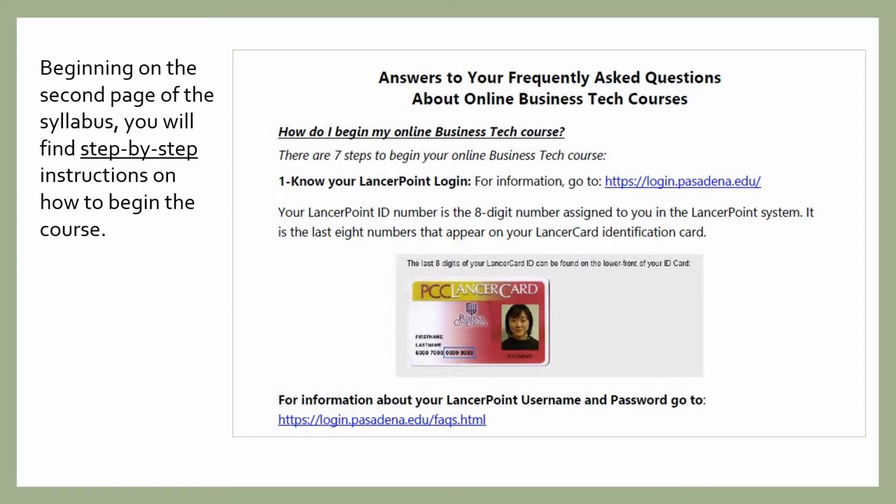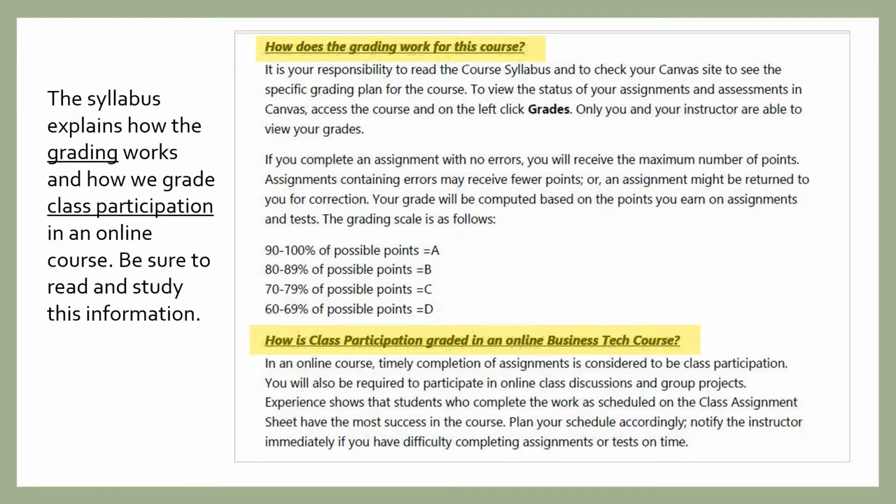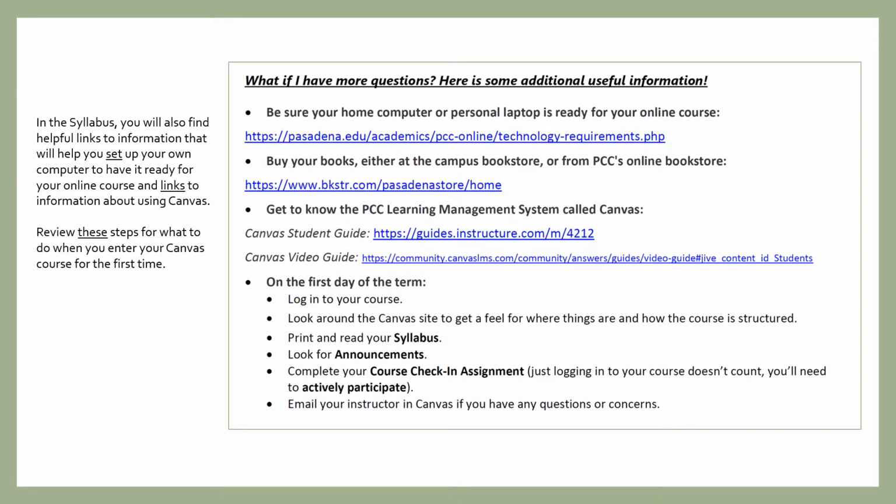Beginning on the second page of the syllabus, you will find step-by-step instructions on how to begin the course. The syllabus explains how the grading works and how we grade class participation in an online course. Be sure to read and study this information. In the syllabus, you will also find helpful links to information that will help you set up your own computer to have it ready for your online course, and links to information about using Canvas. Also, review these steps for what to do when you enter your Canvas course for the first time.